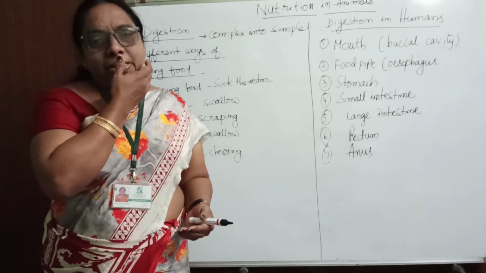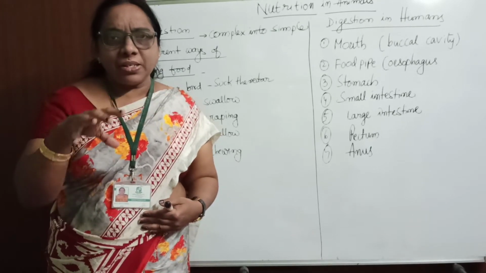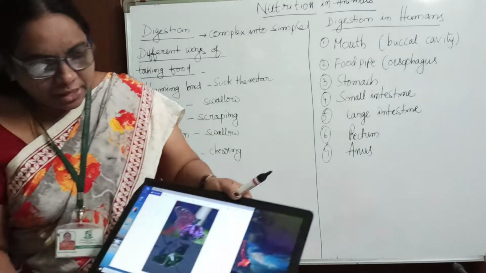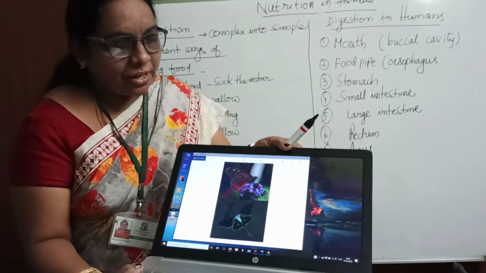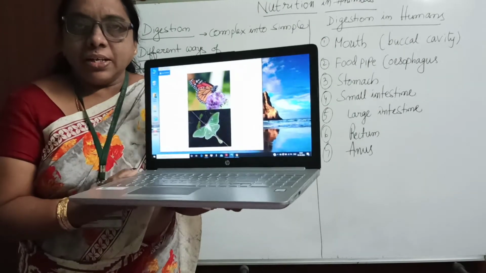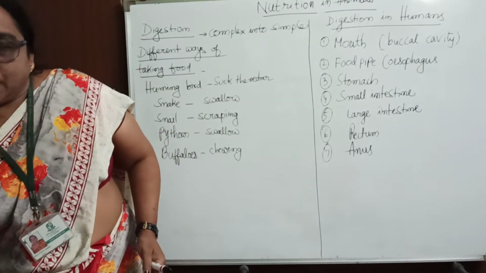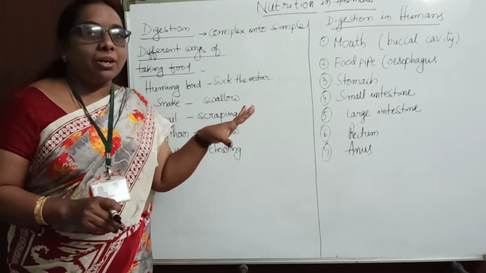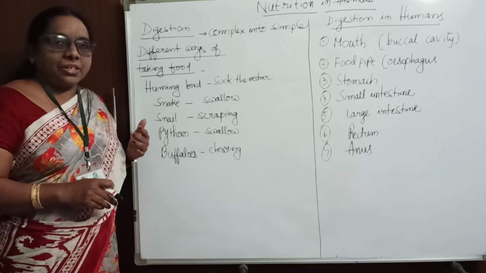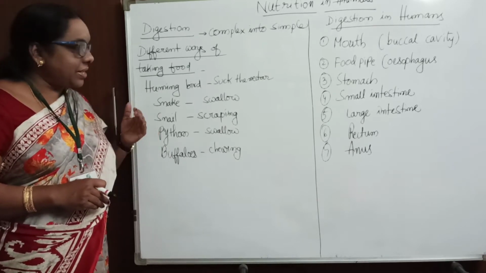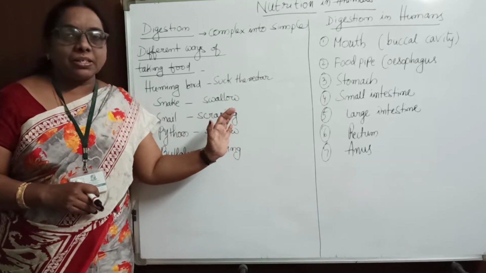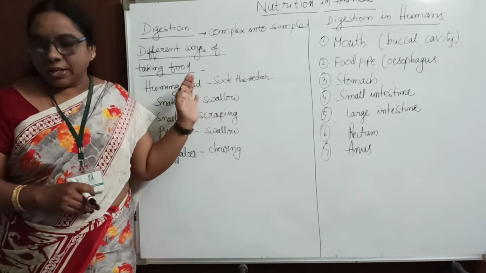Next, for example, butterflies. If you see the butterflies, they visit the flowers and suck the nectar. Okay, that's enough, children. If you see these pictures, all the organisms are not collecting food in the same way. They have different methods. Siphoning is there, chewing is there, scraping is there, and swallowing is there. So these are all different methods of intake of food in different animals.